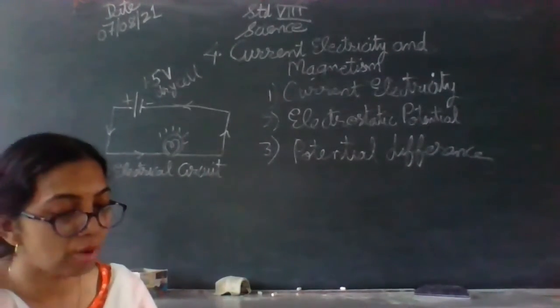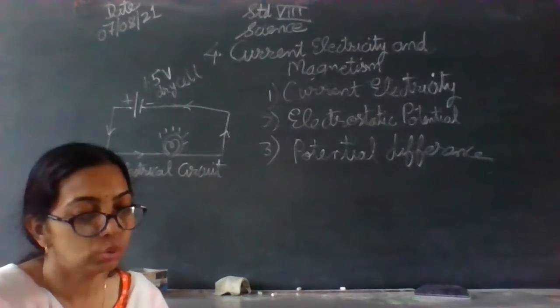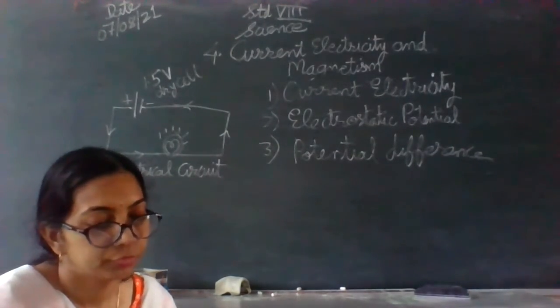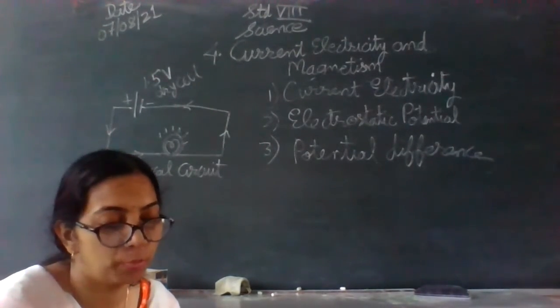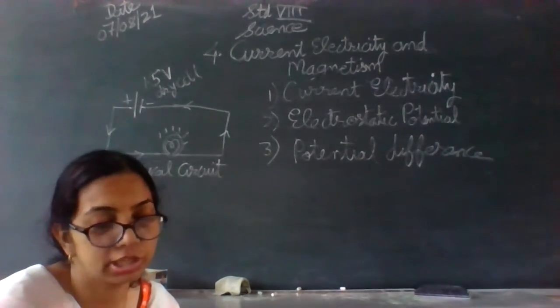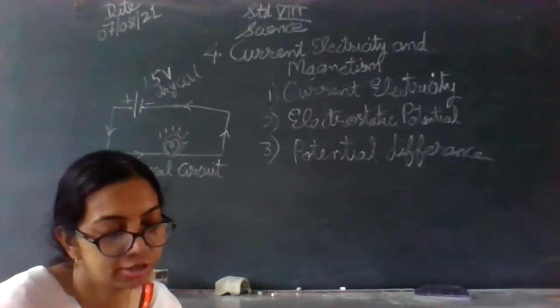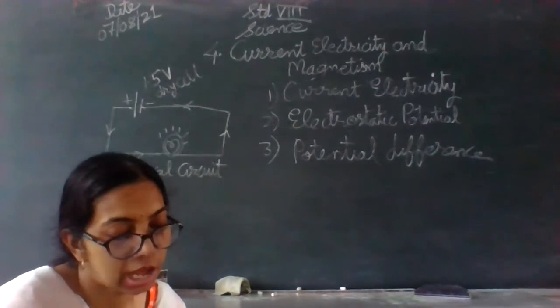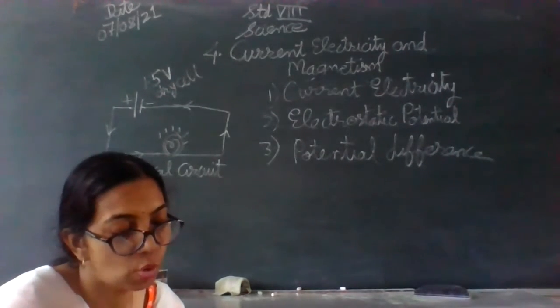These electrons flow from the negative terminal of the cell to the positive terminal of the cell. Conventional current flow is in the opposite direction. Okay, last year we have studied that. Now, this is shown with the help of an arrow.